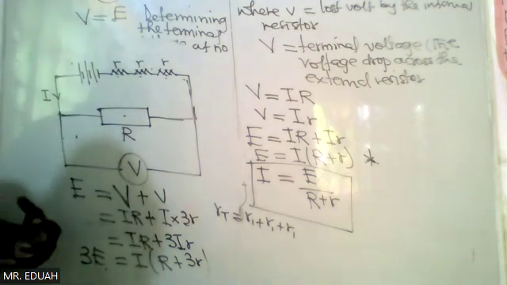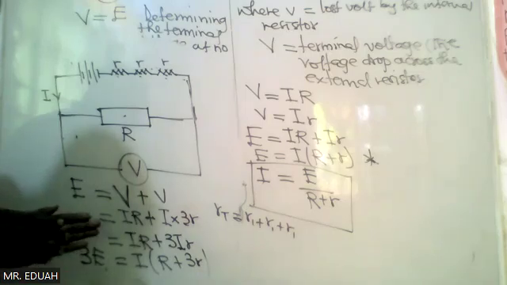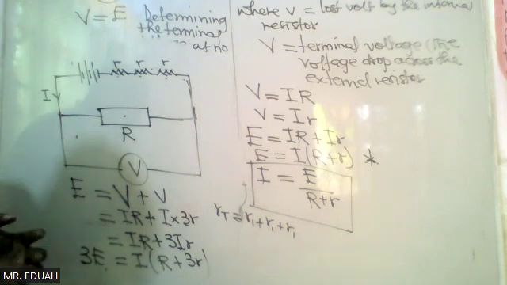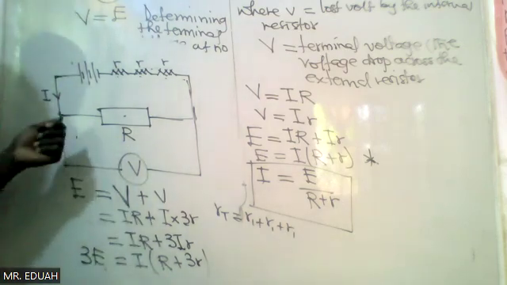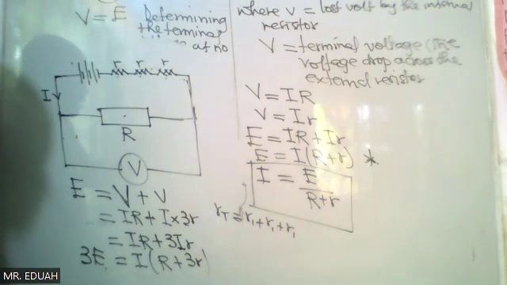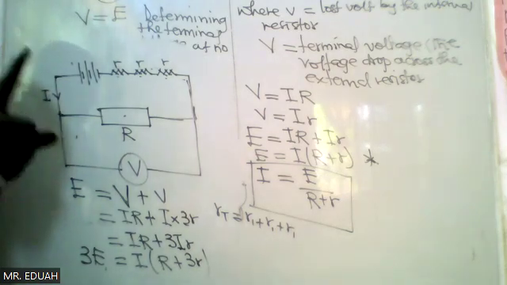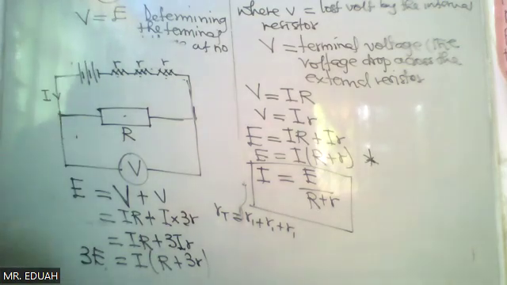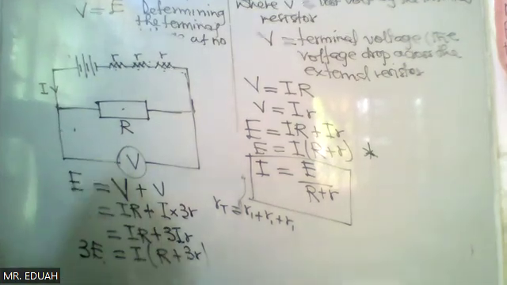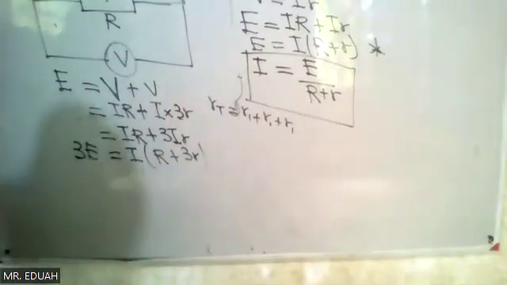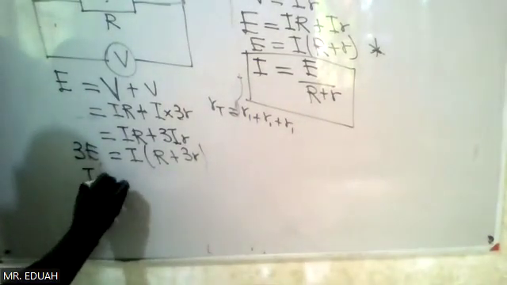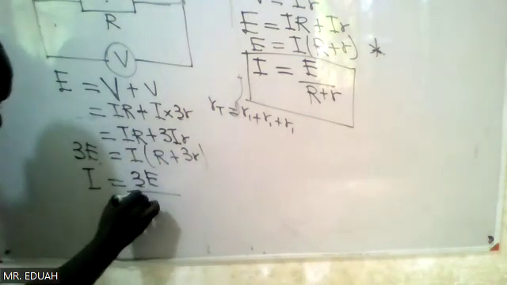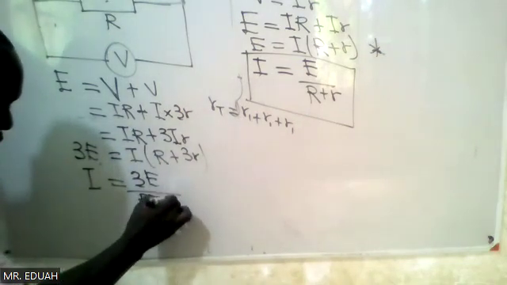Two or more batteries connected in series: so 1.5 volts in series with another 1.5, the voltmeter will measure that number of times the single EMF. So 3E. Therefore, the current I, in this case, will be equal to 3E over R plus 3r.